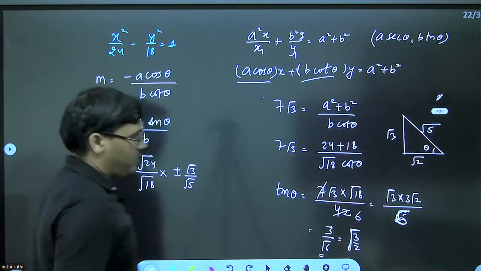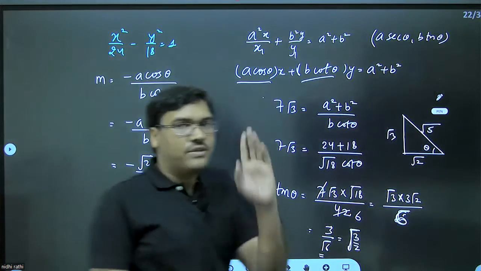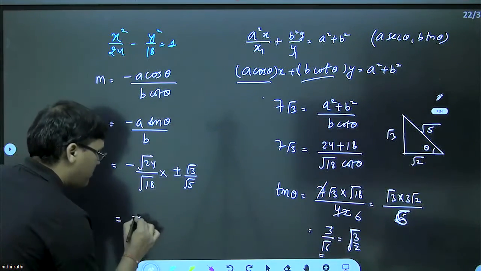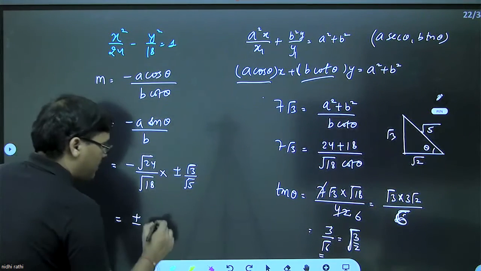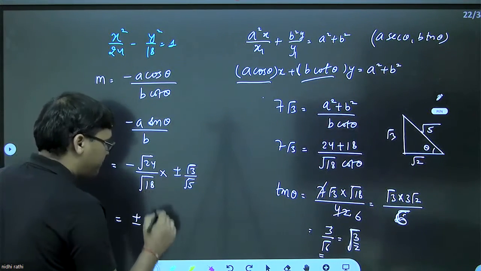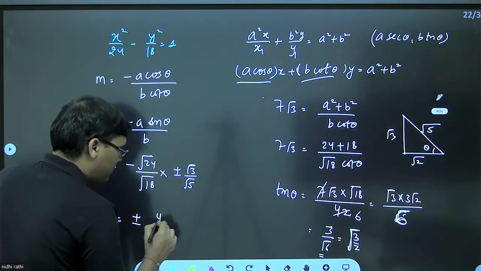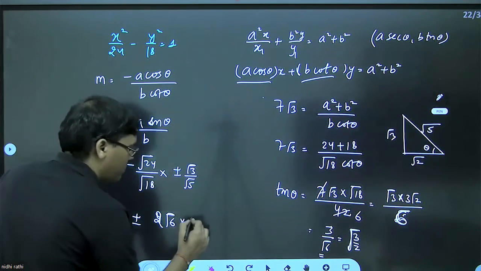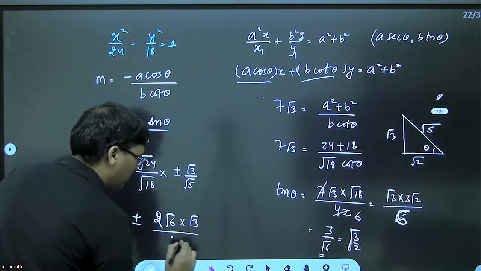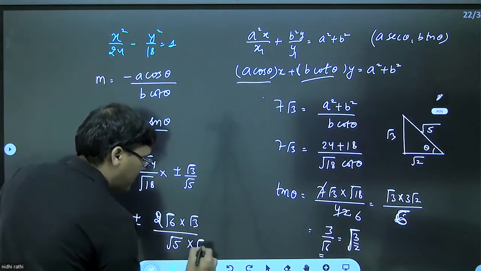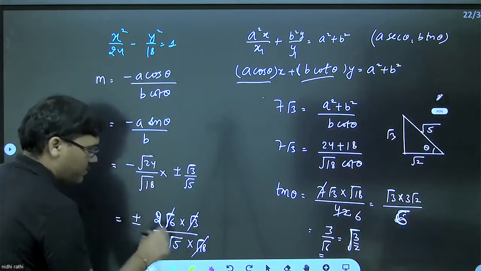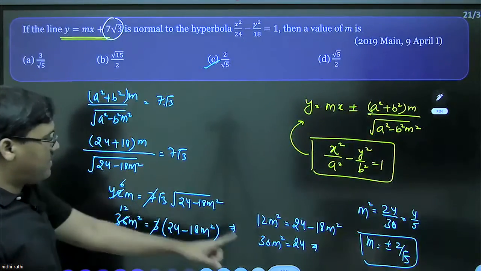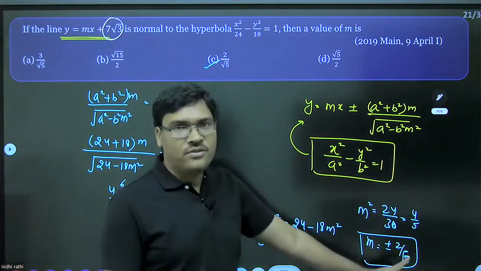Why have I taken plus minus? Because if tan theta is positive, it can be in the first quadrant or third quadrant, right? And now you can just simplify this. This will be plus minus, I can say this is 4, that is 2 root 6, right? This is 2 root 6 into root 3 divided by root 5 into root 18. So this root 18 will be cancelled, and you can see this is plus minus 2 by root 5, which we got in the previous case. Plus minus 2 by root 5. So I hope this is clear.